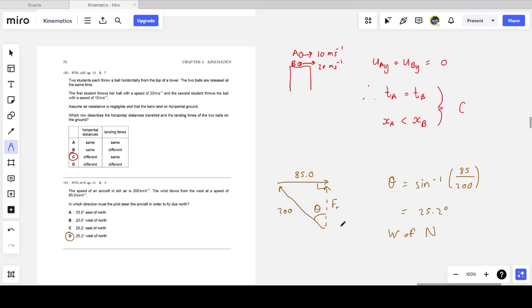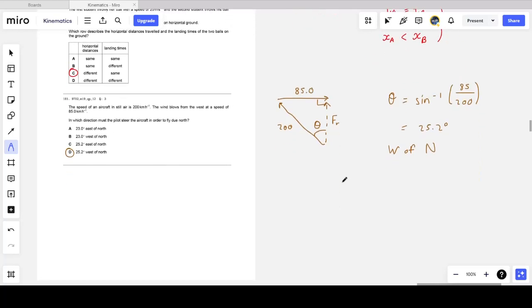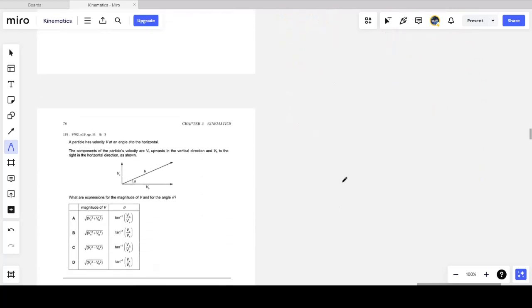We could be asked maybe to find what the resultant speed would be, Fr. So what would be the final speed of the plane traveling due north? And the speed of the wind will affect that speed of the plane as it's trying to move due north. And so that was question 181.